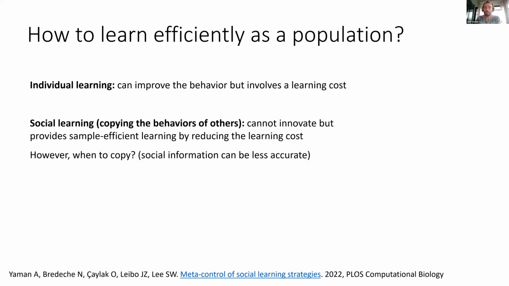So for example, when to copy. Social information can be less accurate because it's based on purely copying. If there's an environment change, then if I still copy the behavior of others, then basically I cannot learn new behavior. And another very important problem, also discussed a lot in the literature, is who to copy from. So this is also very important to identify which individual has reliable knowledge, and then I would copy the behavior.